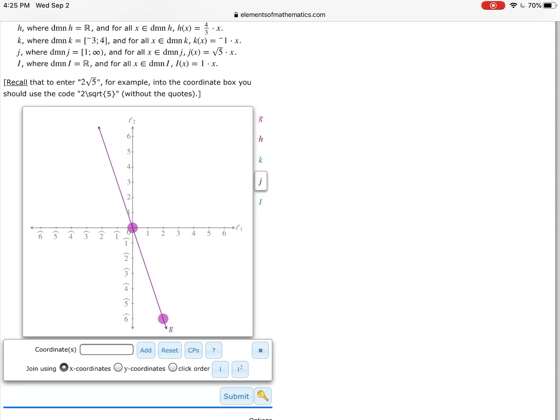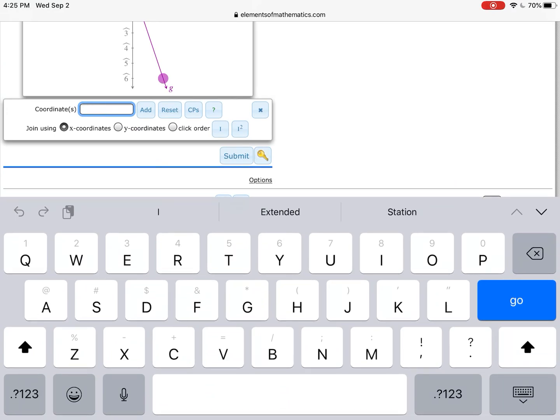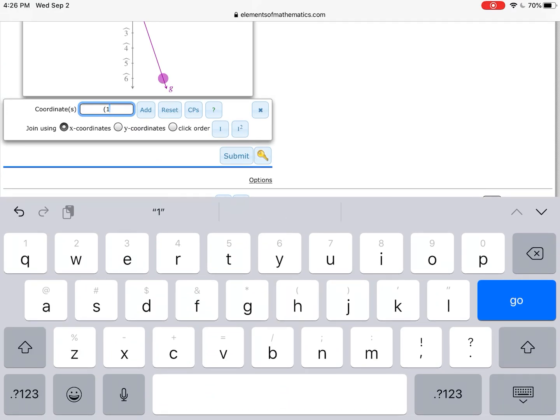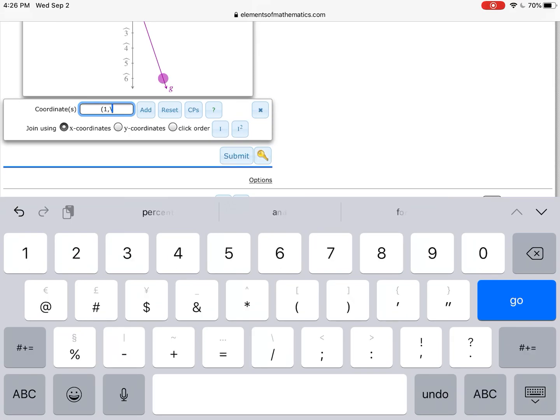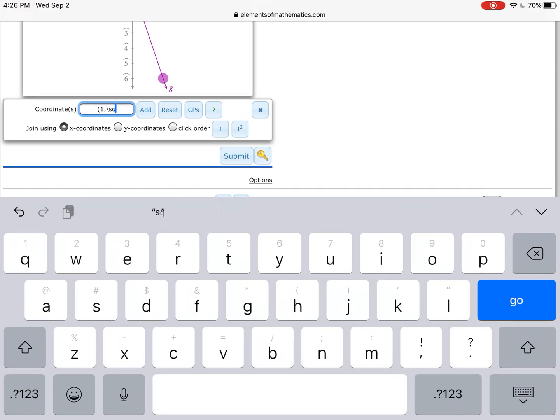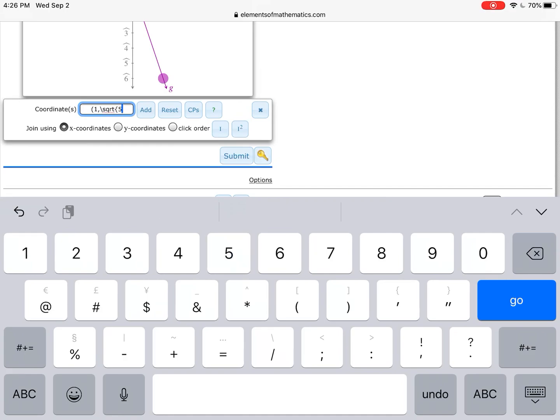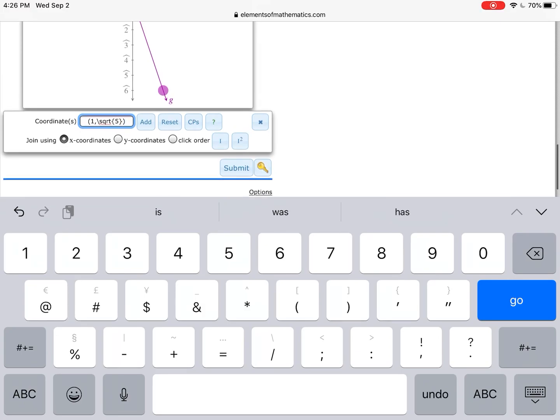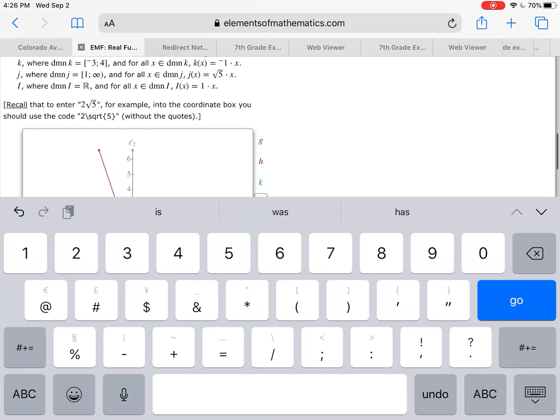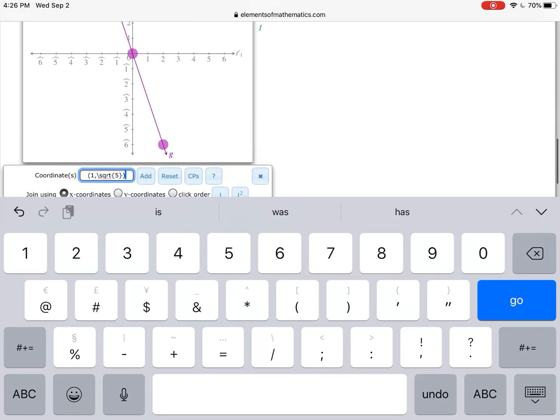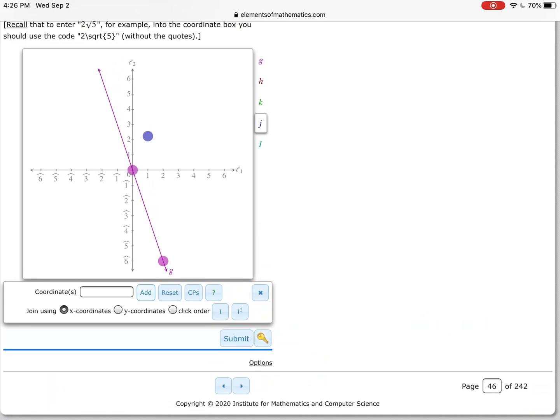Instead, what I'll do is type in 1, comma, and then remember how to do your real number codes. You have to do backslash and then SQRT, and in braces we're going to put 5 for the square root of 5. I still have to wrap it up in parentheses. So I should have a nice ordered pair at 1 comma the square root of 5. I click on add, and there's that point.